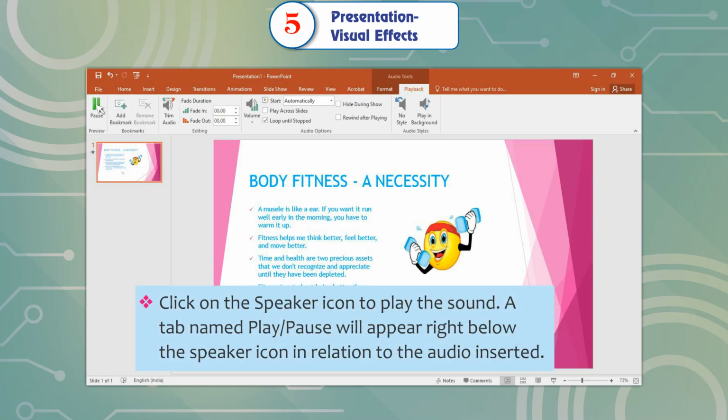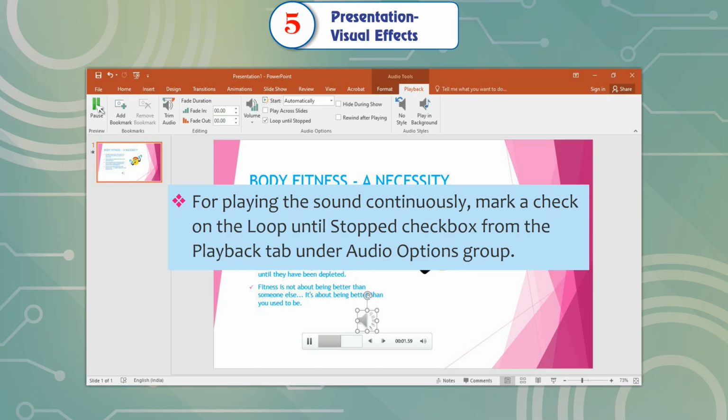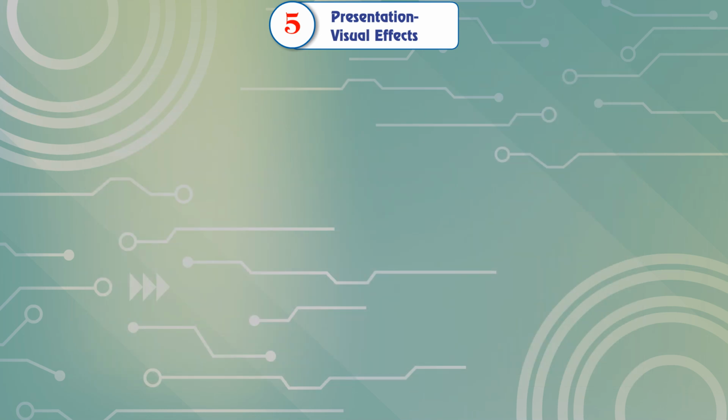Click on the speaker icon to play the sound. A tab named Play Pause will appear right below the speaker icon in relation to the audio inserted. For playing the sound continuously, mark a check on the Loop Until Stop checkbox from the Playback tab under Audio Options group. Record audio narration.